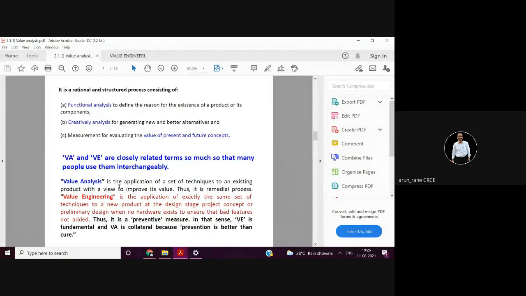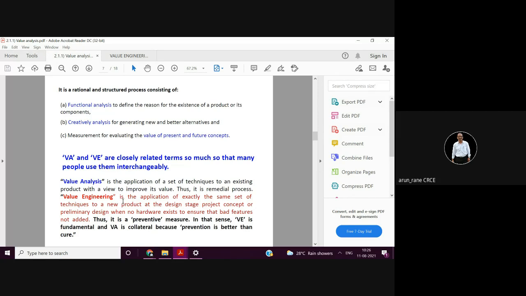Value analysis is the application of a set of techniques to an existing product to improve its value. So it is a kind of remedial process. And value engineering: there is a difference between value analysis and value engineering. It is the application of exactly the same set of techniques to a new product at the design stage. In value analysis, the product is already launched, it already has a market, it has been sold, it is enjoying its market, and then you are trying to improve its value.